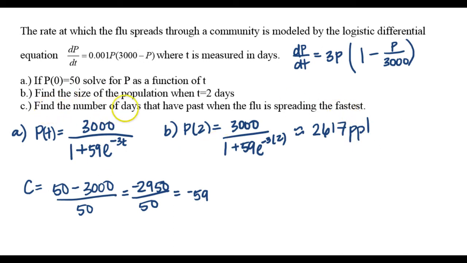And so now find the number of days that have passed. That is the wrong version of passed. So P-A-S-S-E-D, sorry. So find the number of days that have passed when the flu is spreading the fastest. So first of all, what we can find pretty easily is how many people had the flu when the flu is spreading the fastest. So for part C, before I answer part C, I'm going to answer a question that's related to C, which is how many people have the flu when the flu is spreading the fastest. So that's going to be half of the carrying capacity. So half of 3,000 is 1,500. So 1,500 people have the flu when the flu is spreading fastest.